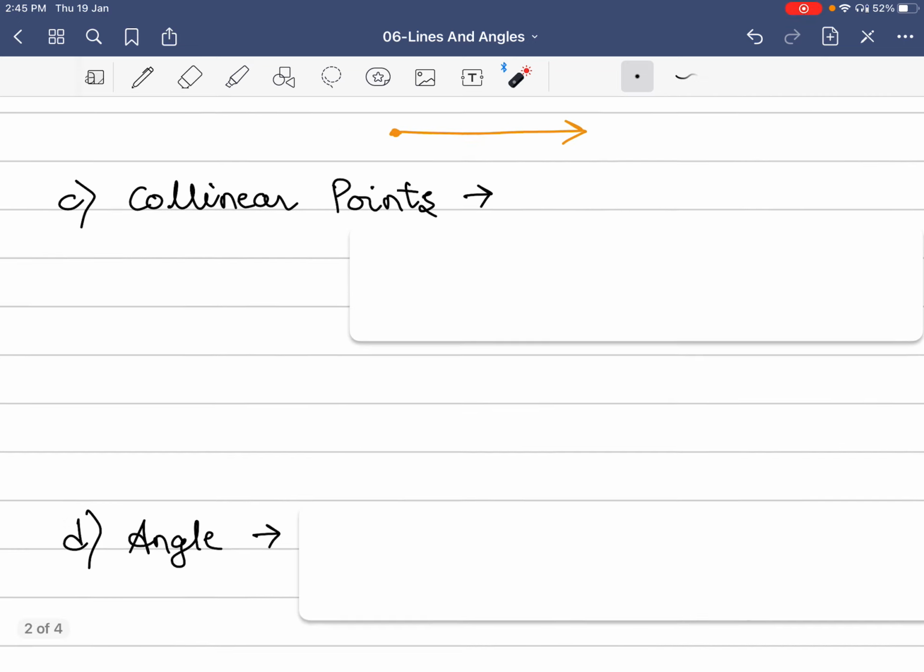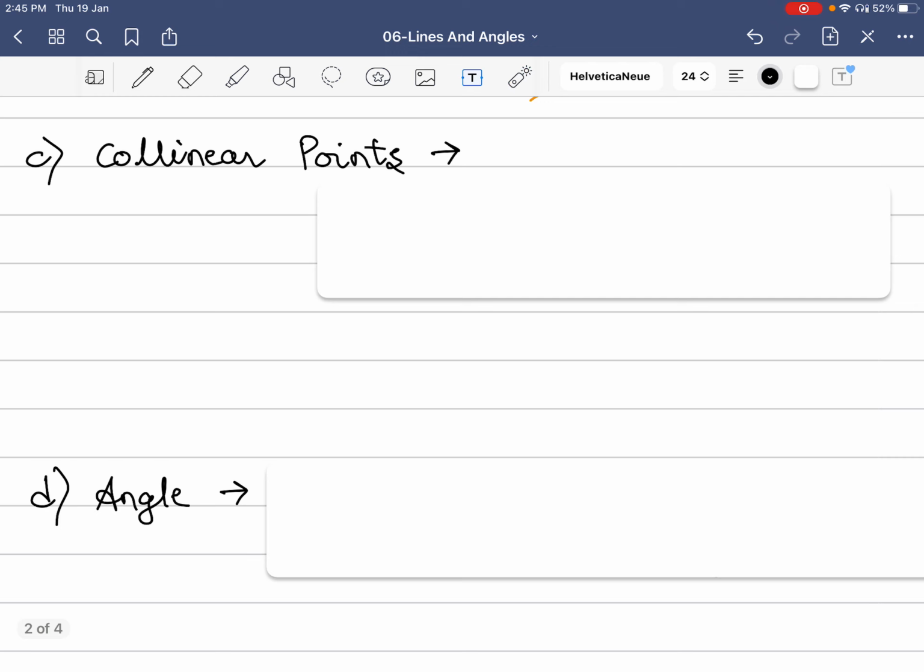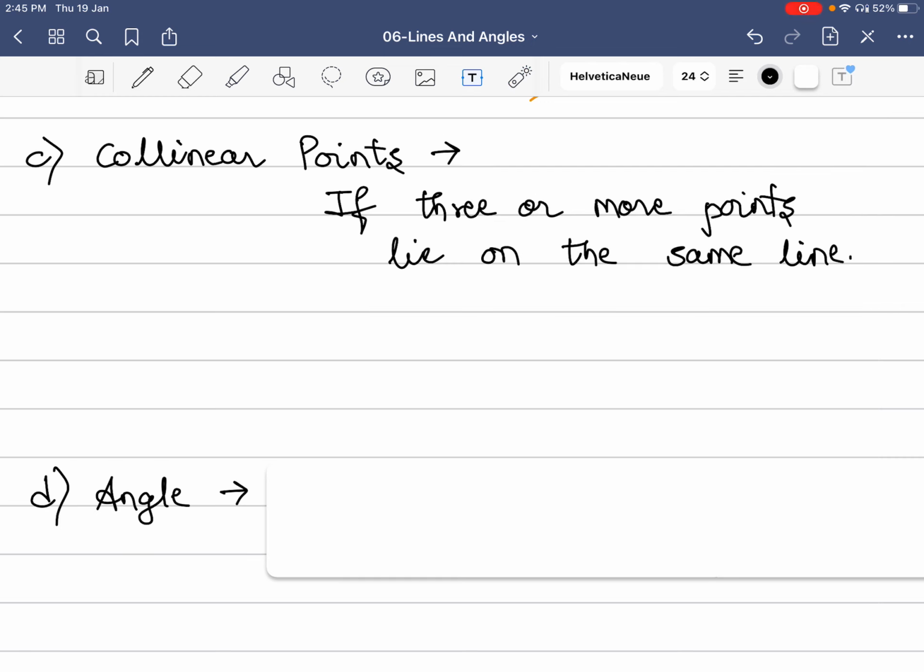So that's a ray. Now the next definition is collinear points. What are collinear points? If three or more points lie on the same line, then they're called collinear points. Why three and more? If I give you 2 points, any 2 points are always on a line. If I give you this point and this point, they're always on one line. In fact, the definition of a line itself is something which needs 2 points. So when you give any 2 points, there will always be a line that exists which will lie on both the points.